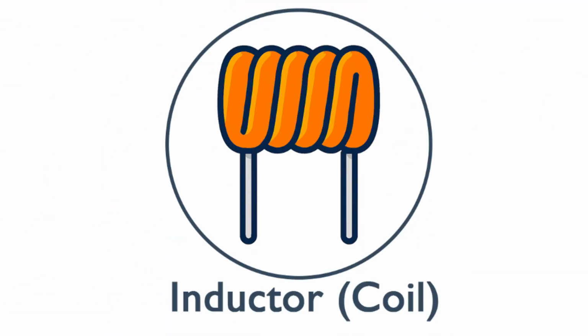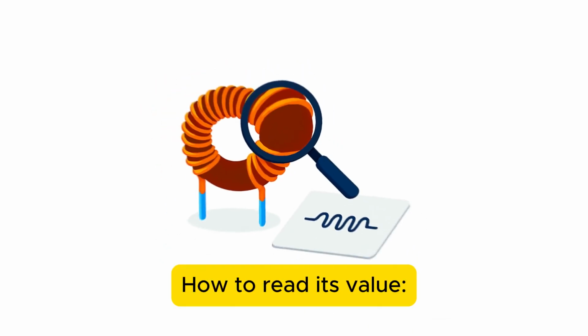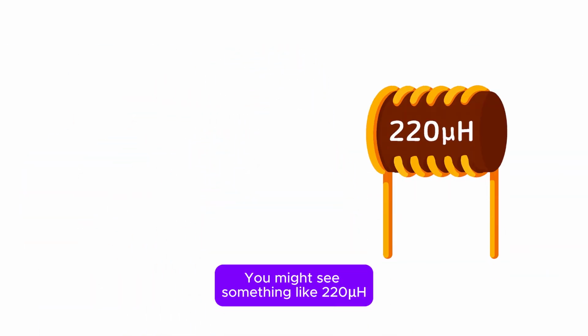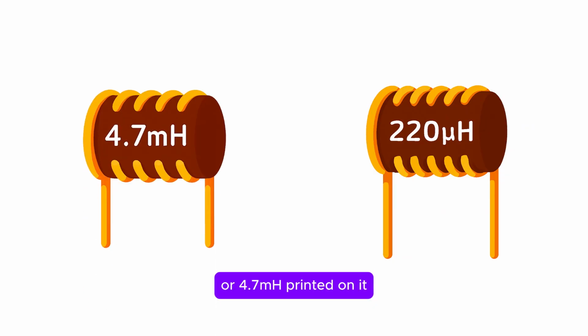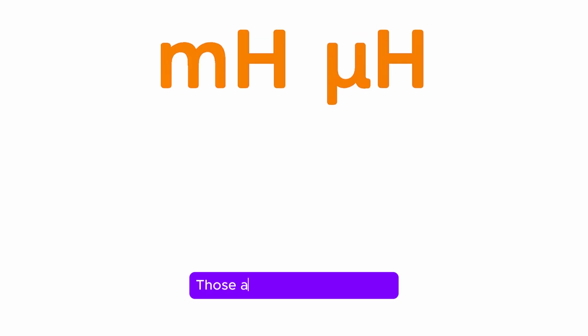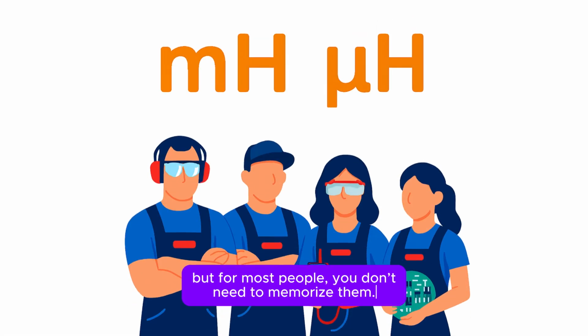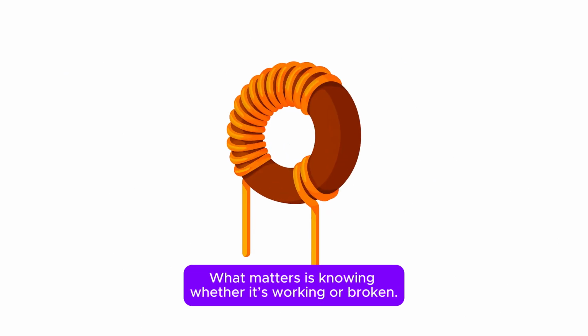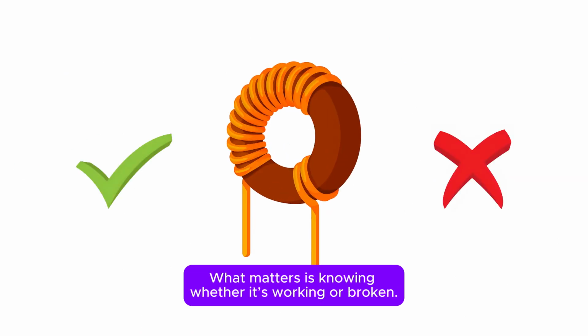3. Inductor, coil. How to read its value? You might see something like 220 microhenries or 4.7 millihenries printed on it. Those are units of inductance, but for most people, you don't need to memorize them. What matters is knowing whether it's working or broken.